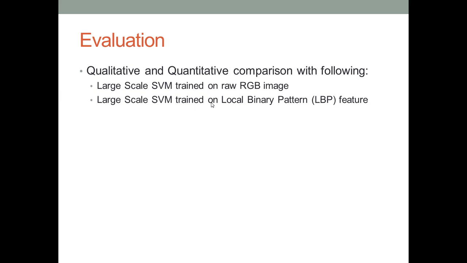To evaluate my performance, I did some qualitative as well as quantitative comparisons. I compared my method with two state-of-the-art large-scale support vector machines: one trained on raw RGB images like I did for the convolutional neural network, and the same large-scale SVM trained on the local binary pattern feature. This captures the local texture information within an image, which is pretty popular in histopathological images because they show wide variation in texture.